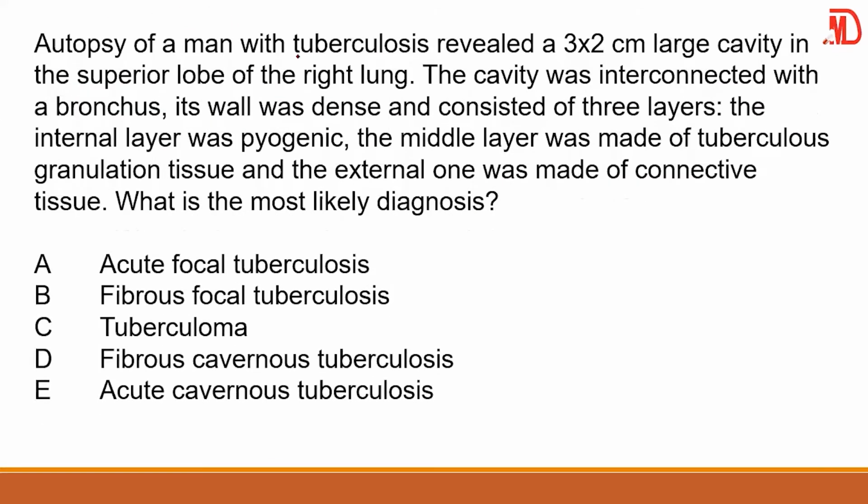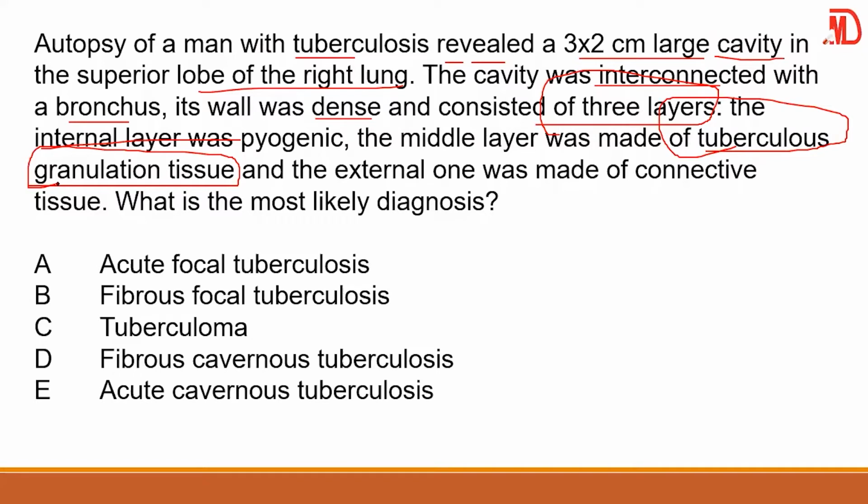Autopsy of a man with tuberculosis revealed a 3x2 large cavity in the superior lobe of the right lung. The cavity was interconnected with the bronchus. Its wall was dense and consisted of 3 layers. The internal layer was pyogenic. The middle layer was tuberculous granulation tissue.